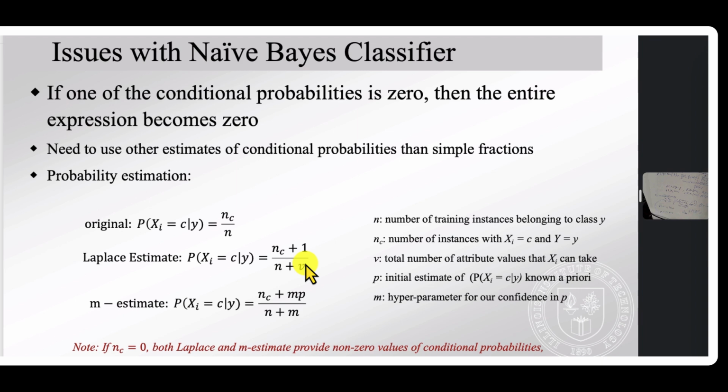Or you can use the M estimate, which in this case, if you have categorical data type, I can say Nc plus M times P. M is a hyperparameter for our confidence in P, and P is the initial estimate of the probability xi equals c given y, known as a prior. So I need to have some initial estimate value known before doing this computation.